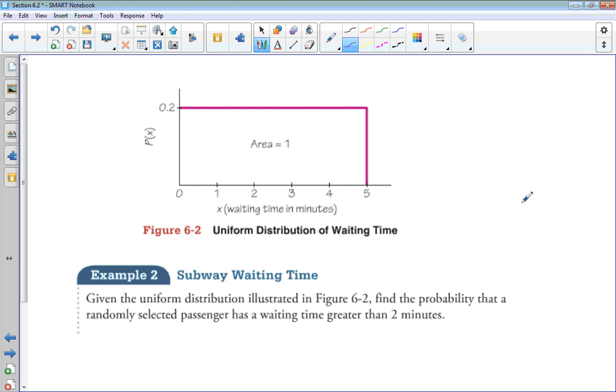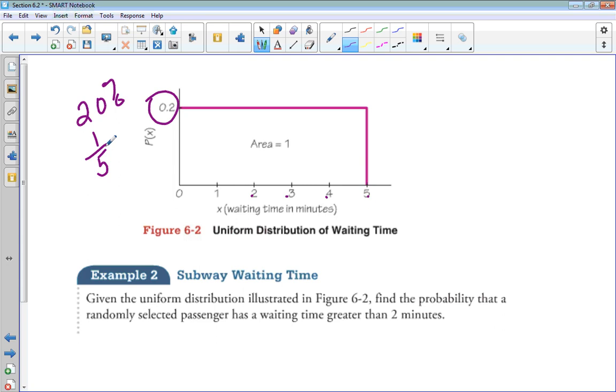Well, because of a uniform distribution, that means waiting for 1 minute or 2 minutes or 3 or 4 or 5 minutes all have the same probability. And you can see here it's 0.2. 0.2, as we know, is the same as 20%, which is also the same, I could write that as a fraction, as 1/5. They all mean the same thing.